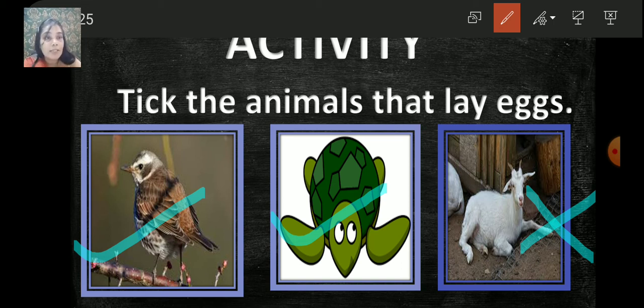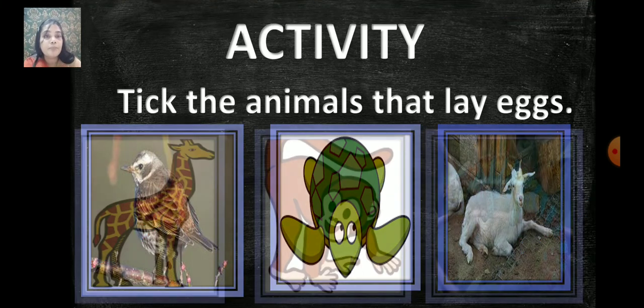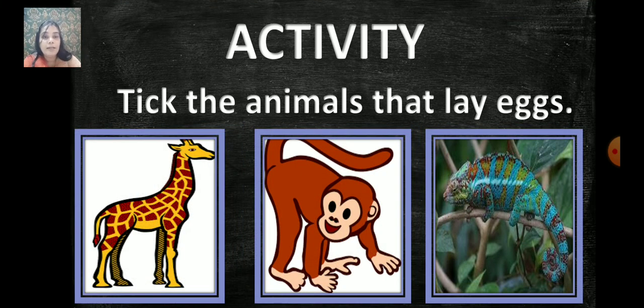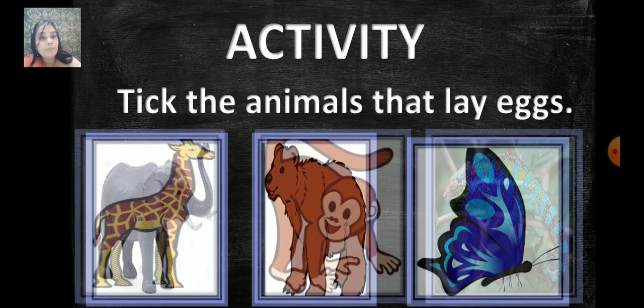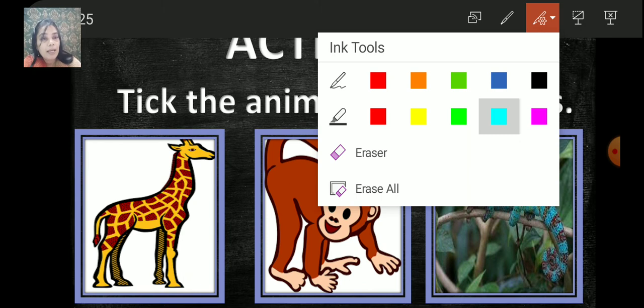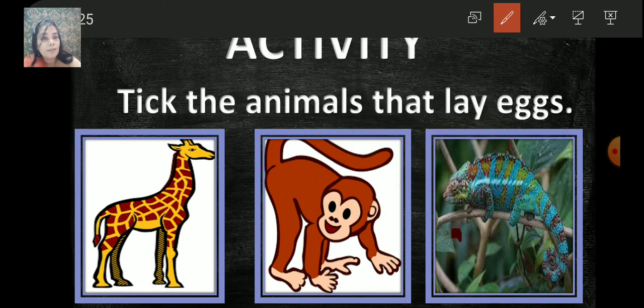Okay, now we'll go to the next one. And here giraffe, monkey, chameleon. So ears are there, ears are there. So these two animals give birth to the babies. And here chameleon lays eggs. So this one lays eggs.